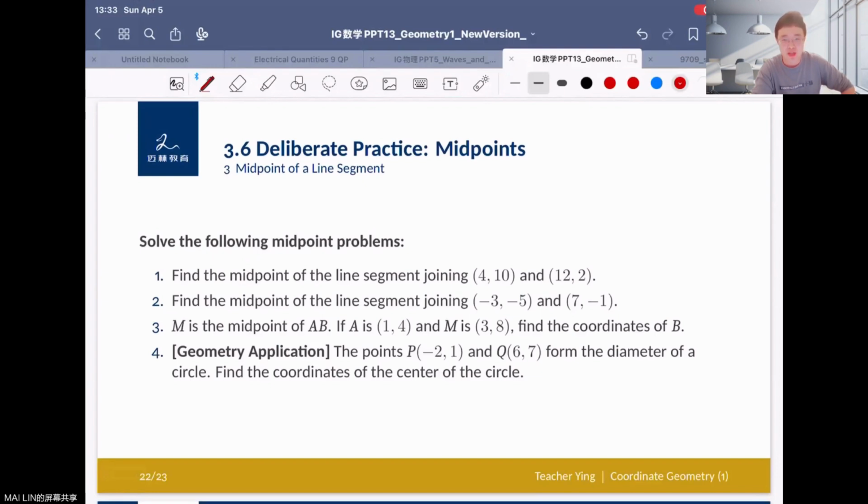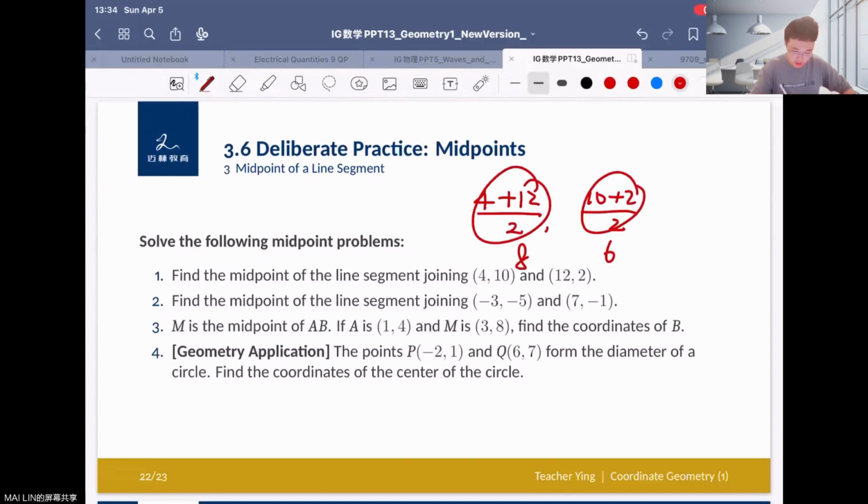So in this question, first we find the middle value for 4 plus 12 and 10 plus 2, okay? So the first value is 4 plus 12 over 2 and 10 plus 2 over 2, right? This value equals 8 and this value equals 6. So the midpoint here is 8, 6, right? That is the first problem.